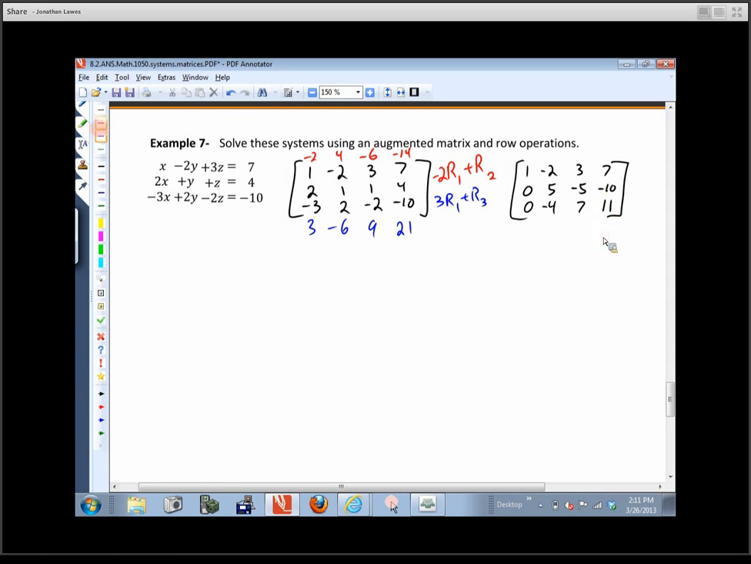I'm going to go ahead and let's do row 2 multiplied by 1/5. So here's what we've got. 1, negative 2, 3, 7, 0, 1, negative 1, and negative 2. And 0, negative 4, 7, 11. I only have 2 goals left. If all I want to do is get it in row echelon form so that I can change it back into an equation and solve, I need to use that 1 to make the 4 a 0. The negative 4 needs to be a 0. So I think about what I'm going to do with that. Again, I'm using the 1 in the second row.